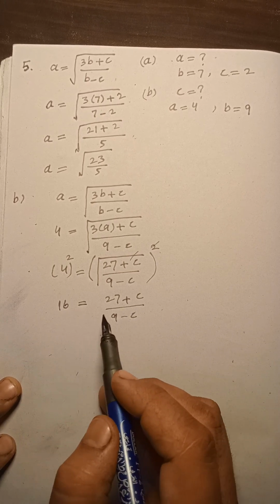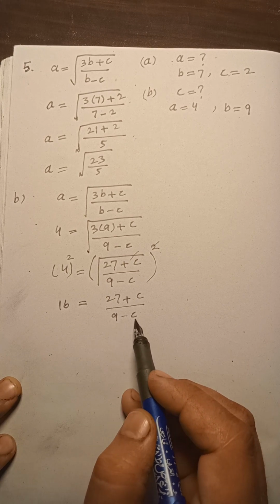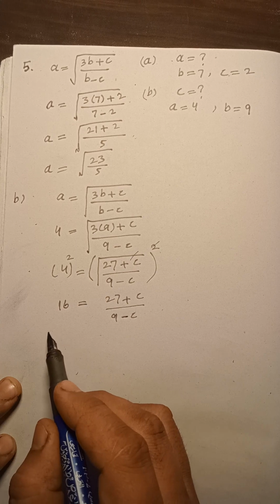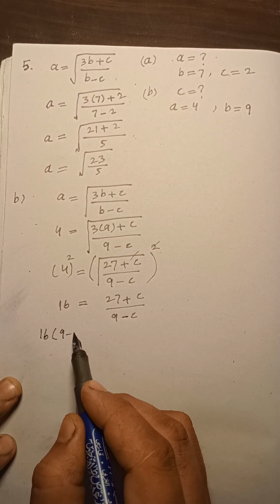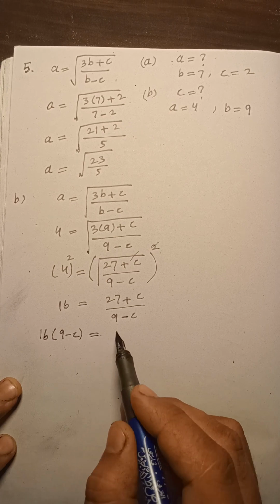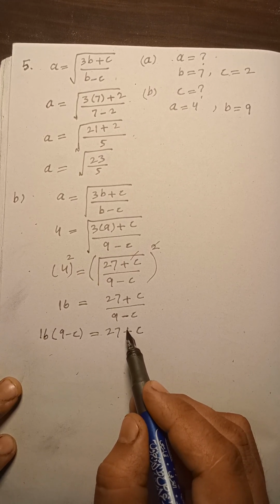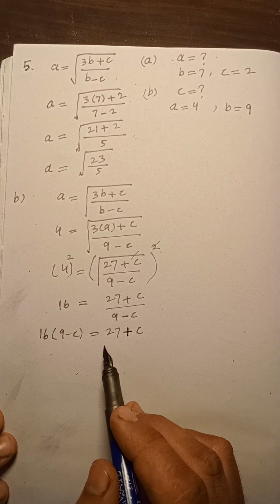Now you know that this 9 minus c is being divided here, so it will be multiplied on the other side. So multiply it on the other side: 16 multiplied by 9 minus c equals 27 plus c. Now it has become our linear equation, and we know how we can solve a linear equation.